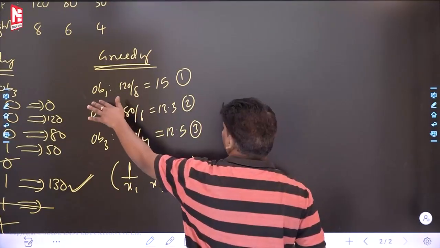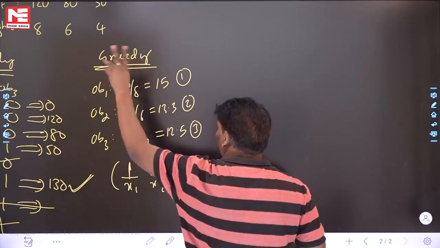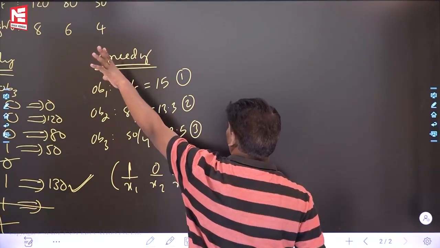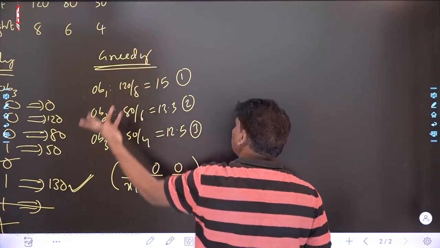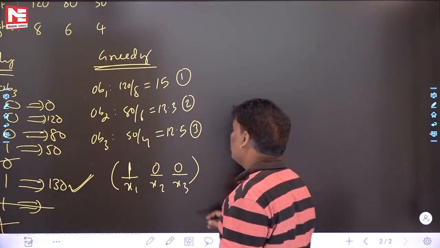According to the greedy technique, the first one you take because it gives the maximum profit. 8 units are over, remaining 2. With the 2, I cannot take the second one, and I cannot take the third one because fractions are not allowed. So finally 1, 0, 0. Right? Can you help me now?